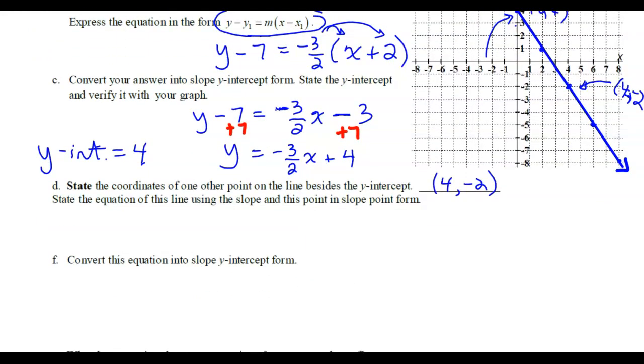Okay, state the equation of this line using the slope and this point in slope point form. So same thing as before, y minus -2. So do that in your head. y minus -2 is y plus 2. The slope is -3/2. Oops, that looks funny. Bracket x minus 4.